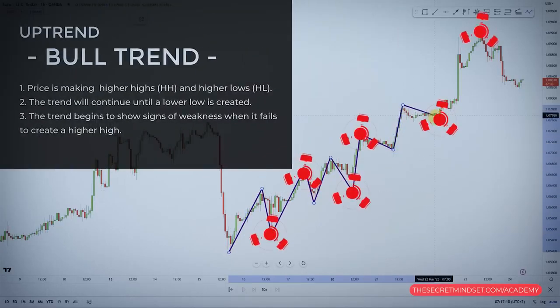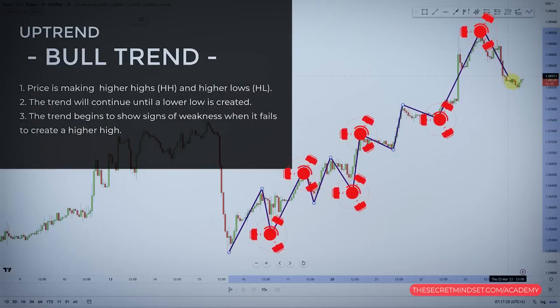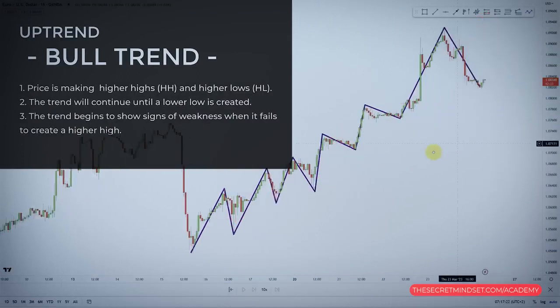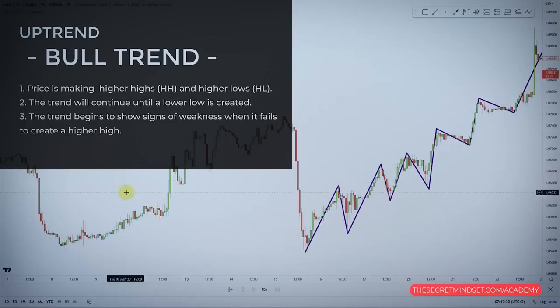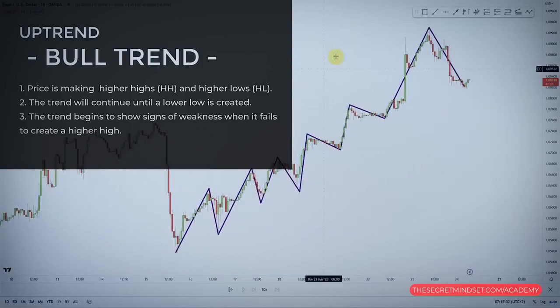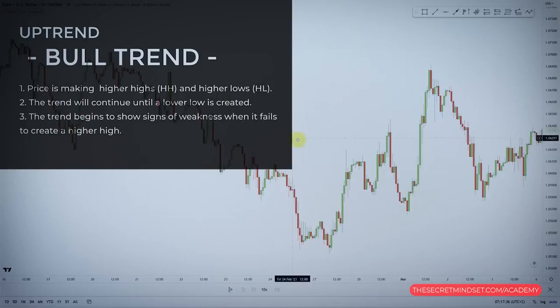An uptrend, also called a bull trend, is pictured by higher highs and higher lows. The trend will continue in that direction until a lower low is created by the price. The trend begins to show signs of weakness when it fails to create a higher high.